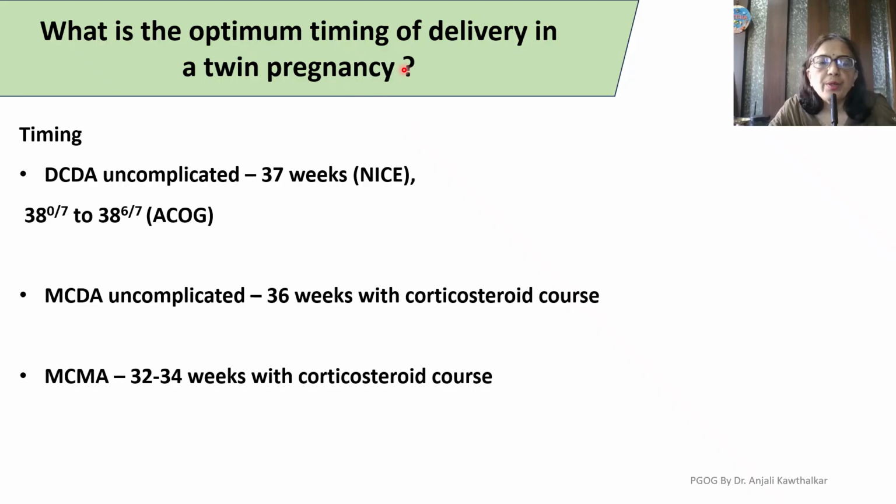If you are asked what is the optimum timing of delivery in a twin pregnancy, it depends on what is the type of twin. If it is dichorionic diamniotic, uncomplicated pregnancy, then termination can be done by 37 weeks as per NICE guideline, by 38+0 to 38+6 as per ACOG. If it is monochorionic diamniotic uncomplicated, usually the pregnancy termination is advised by 36 weeks with the use of corticosteroid. Monochorionic monoamniotic: termination is usually advised by 32 to 34 weeks with the corticosteroid course.